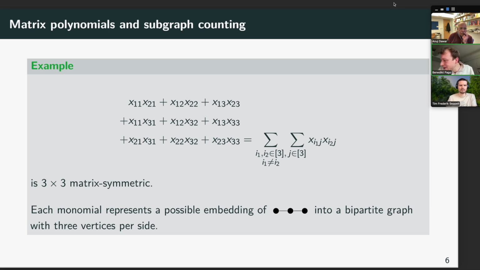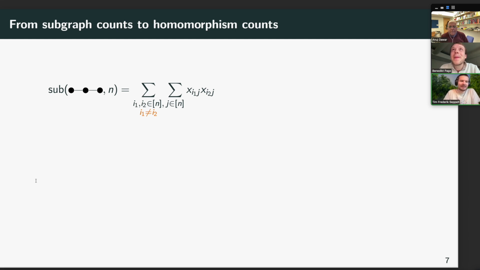And so then I contacted Tim Seppelt, who is an expert in homomorphism and subgraph counting, and I asked him what he could make of this. Yeah, Benedikt contacted me asking about the complexity of these subgraph polynomials. What I thought at first is that subgraph polynomials are best understood via so-called homomorphism polynomials. Homomorphism polynomials are very similar to subgraph polynomials. The only difference is that we don't impose this injectivity condition.